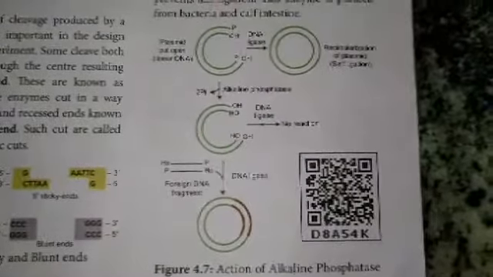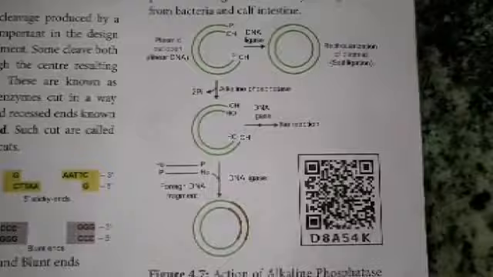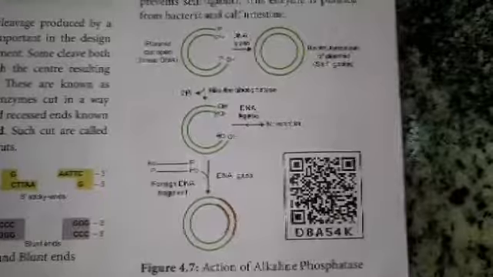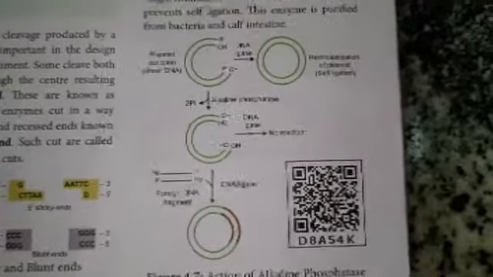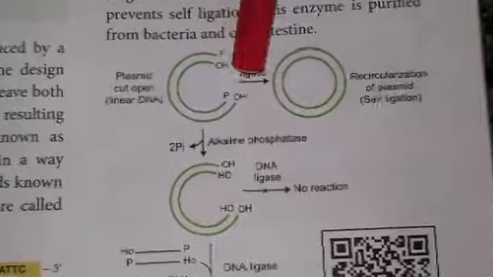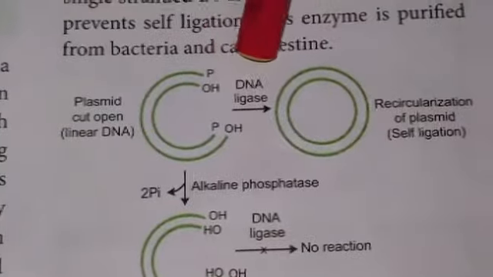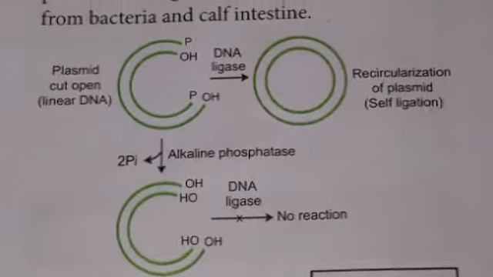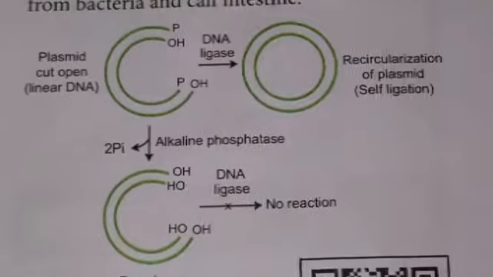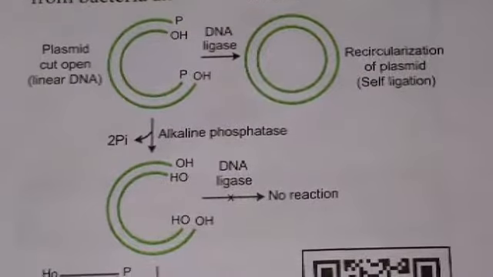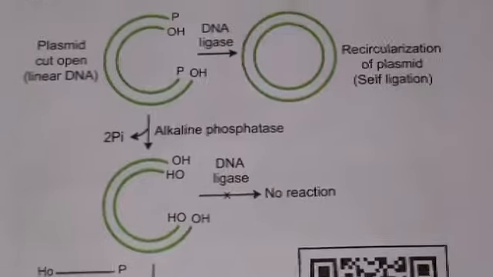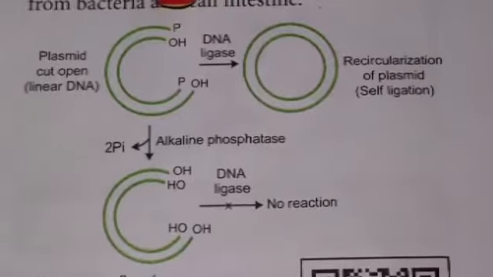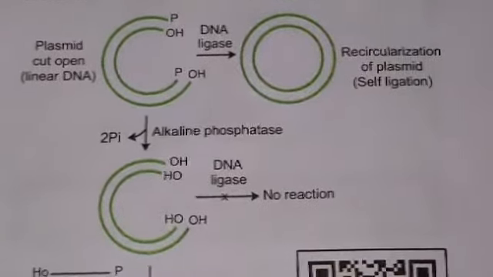The next is the action of alkaline phosphatase. Alkaline phosphatase is a DNA modifying enzyme and adds or removes a specific phosphate group at the 5' end. It adds or removes the phosphate group at the 5' terminal of double-stranded DNA, single-stranded DNA or RNA. So alkaline phosphatase is used to remove or add the phosphate group at the 5' end in single-stranded or double-stranded DNA and RNA molecules.